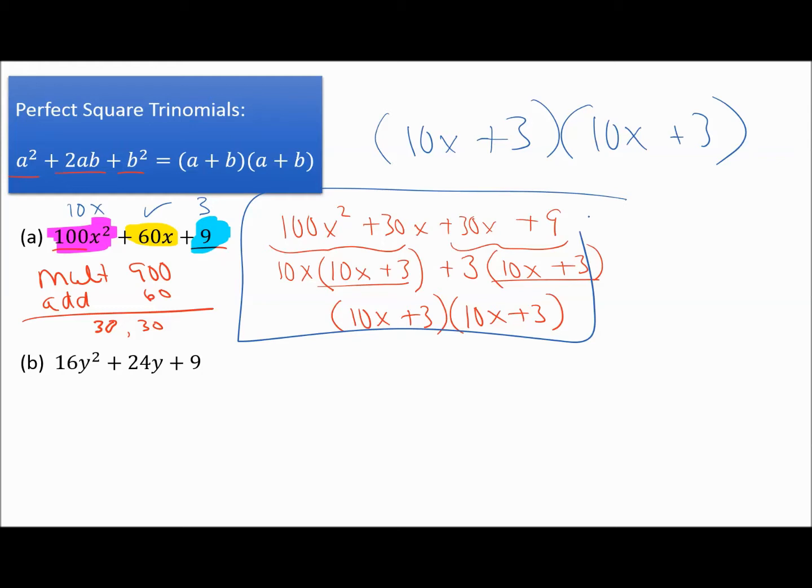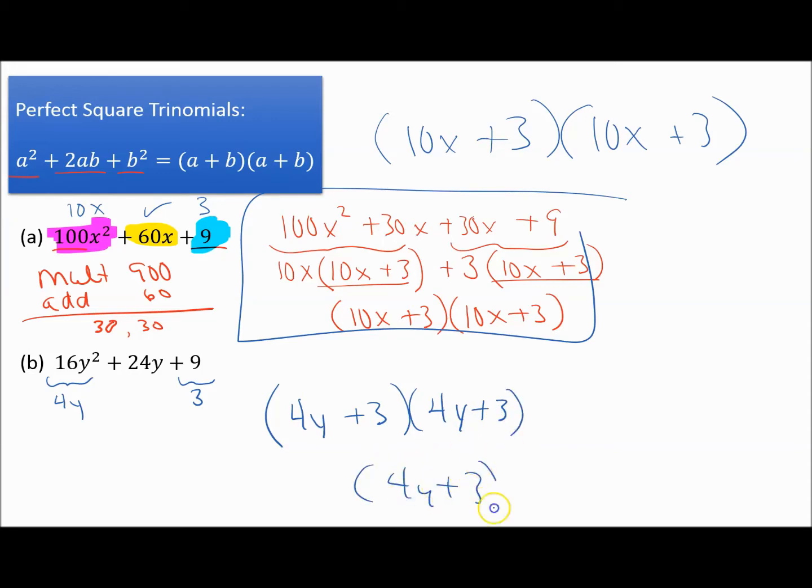So let's check this out. Let's look at it here. The square root of 16y squared is 4y, right? The square root of 9 is 3. We don't know if this will work, but we know it's a possibility. If you multiply those two together times 2, 4y times 3 is 12y, times 2 is 24y, which means this problem directly factors into 4y plus 3 times 4y plus 3. You could also write that as 4y plus 3 squared. Either one of those is correct.